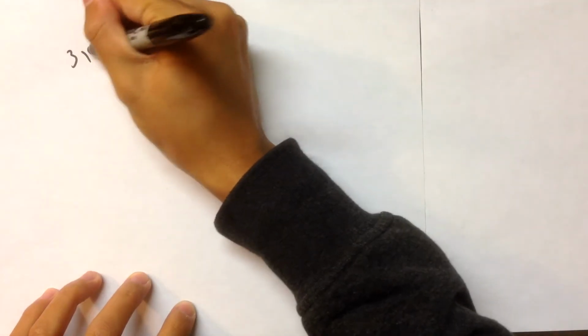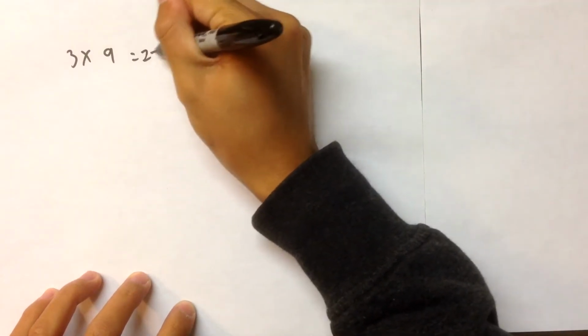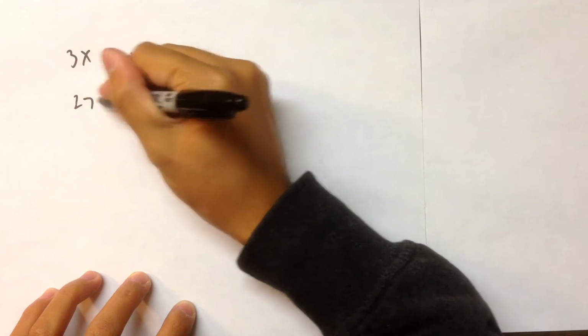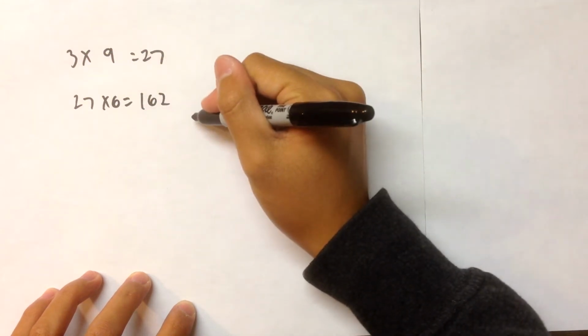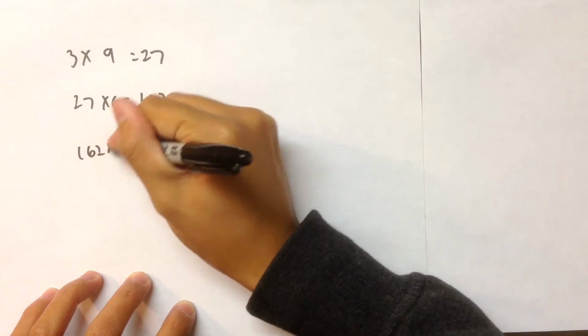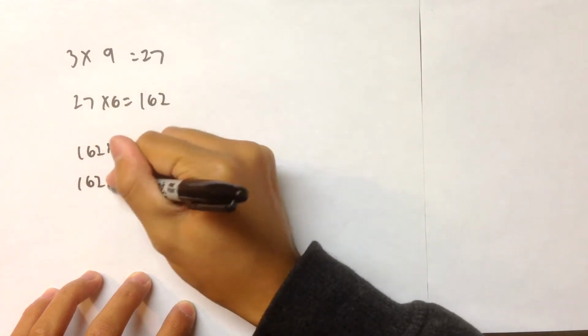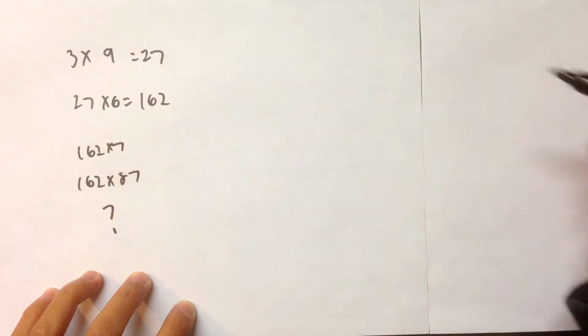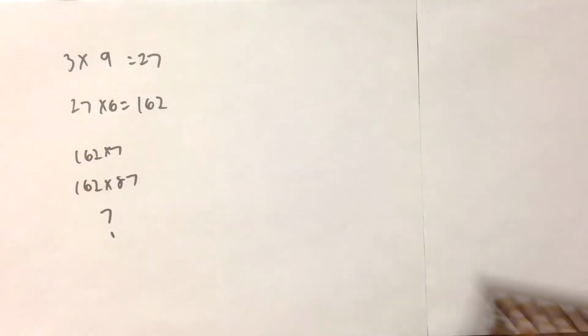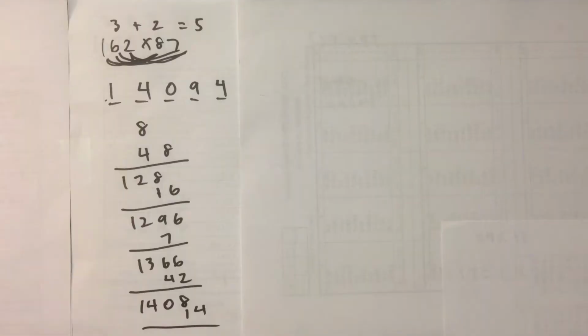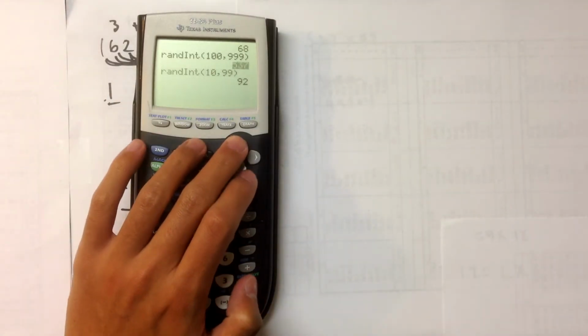If I asked you to multiply 3 and 9, you'd probably be able to tell me it equals 27. If I then asked you to multiply 27 and 6, sometimes you could still tell me it equals 162. But if I asked you to multiply 162 and 7, or maybe 162 and 87, could you still tell me what it is? Well, you probably have to go grab a calculator, but I'm going to show you how to do it without one, the quickest way. Let's start off with everyone's favorite, RNG.